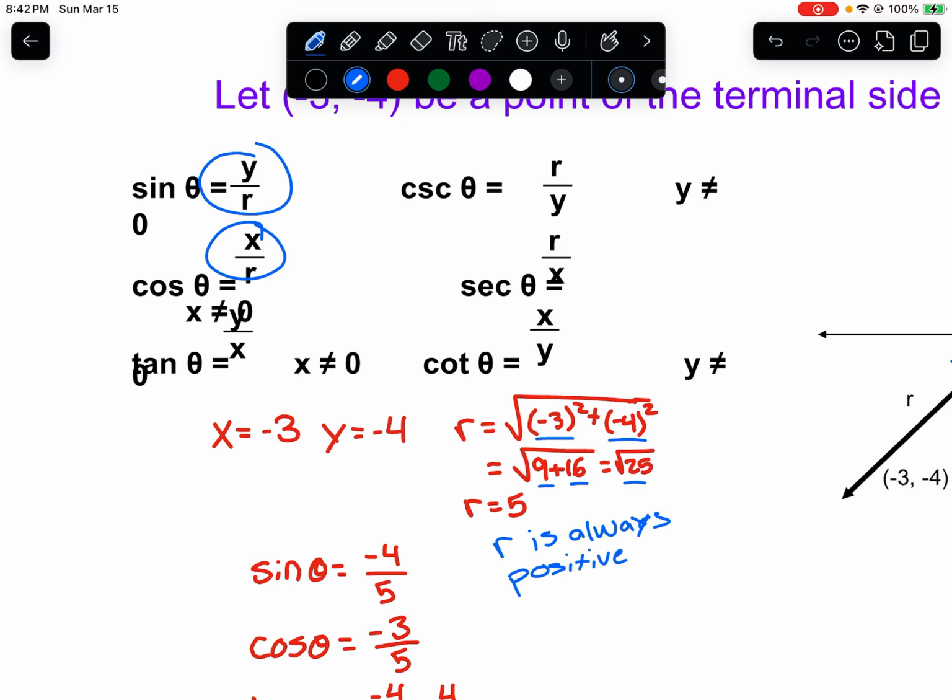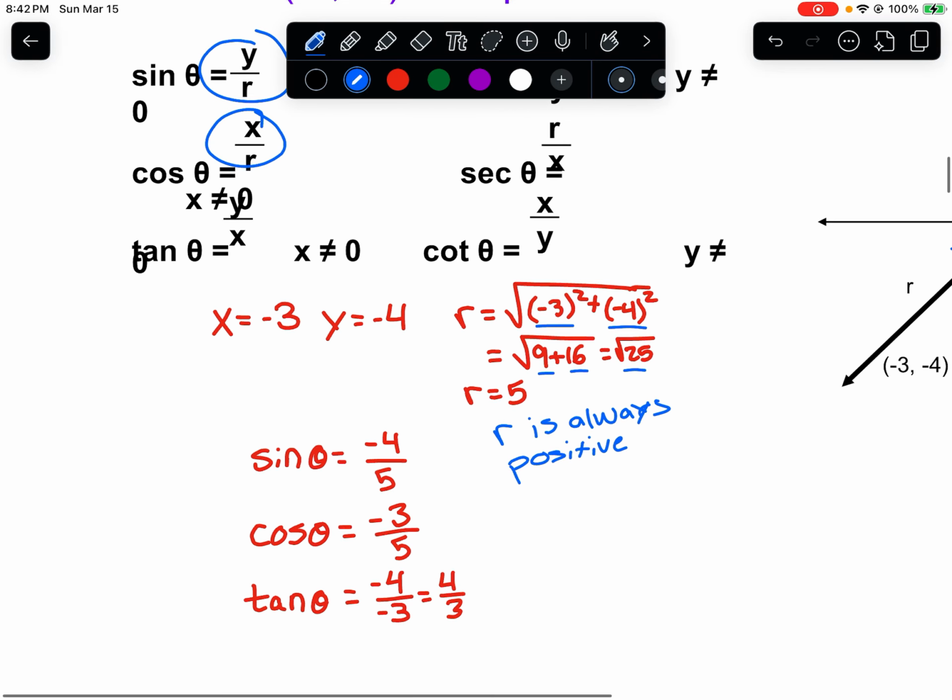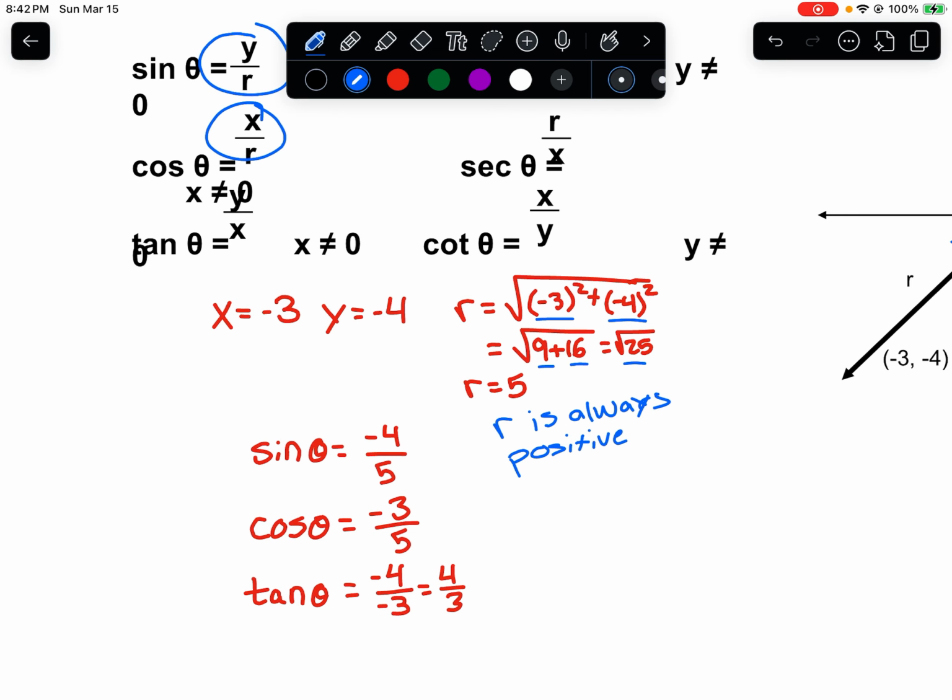Once we have r, we can plug in x, y, and r into these different formulas. Sine is y over r, so that'd be -4 over 5. Cosine is x over r, so that'd be -3 over 5. And then tangent would be not opposite over adjacent, it'd be y over x, which would be -4 over -3, where our negatives cancel, and we get the positive version, just 4/3.